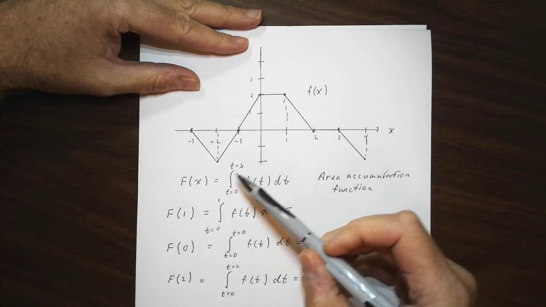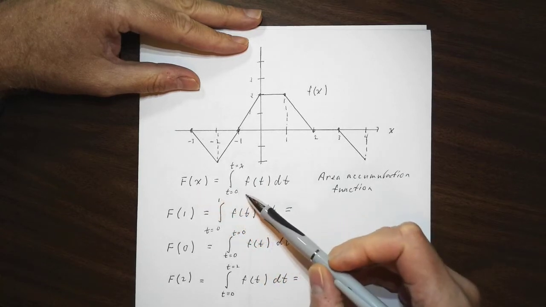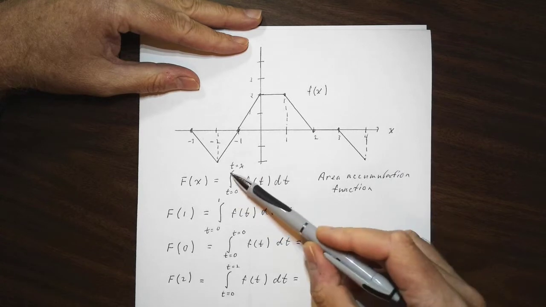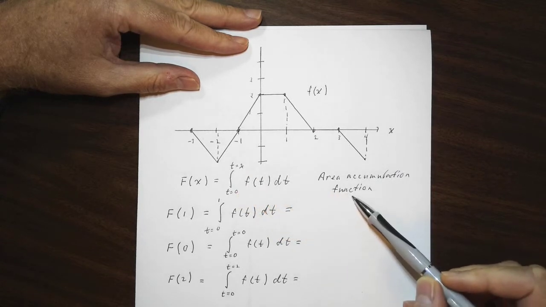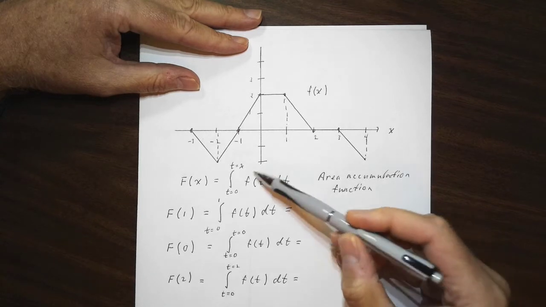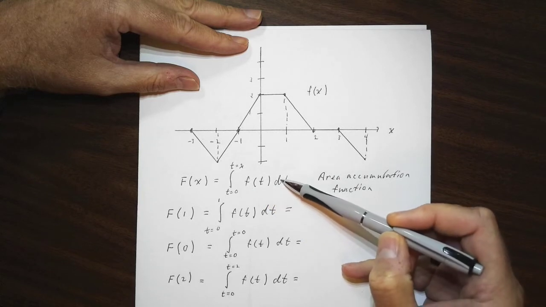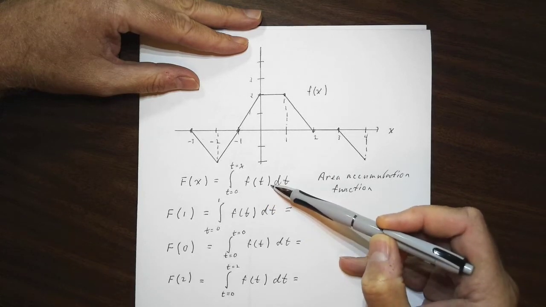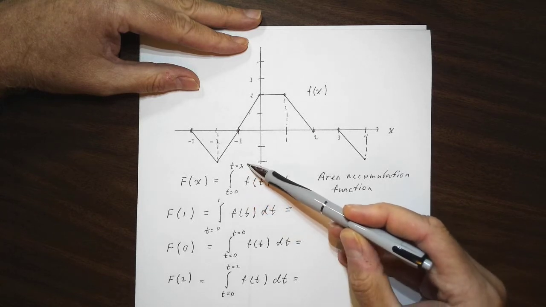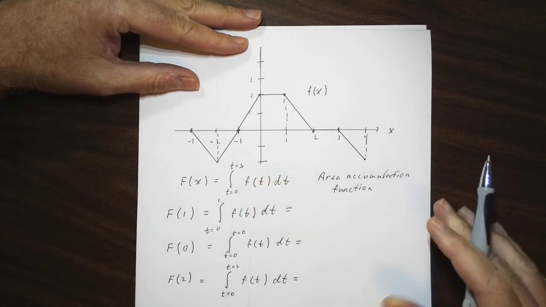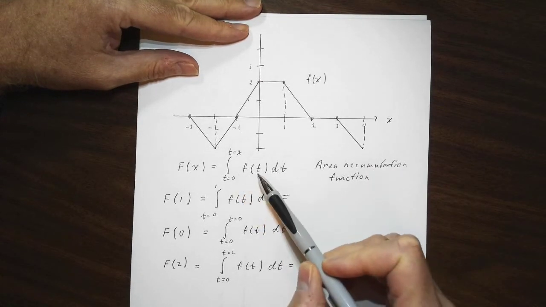So, we have a new function, capital F of x, and we're going to define it to be a recorder of area. We sometimes call it an area accumulation function. Whatever x is, we look at the signed area between the graph of little f, the horizontal axis, starting at 0 and going up to x. So let's take a look at an example, and then I'll explain why we don't use x as the variable of integration.